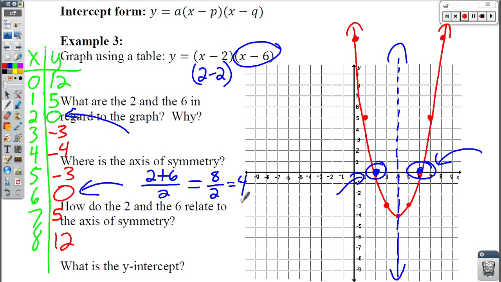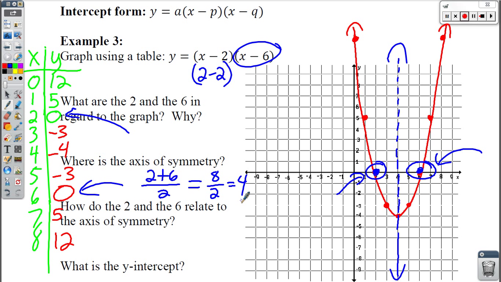So again, for this one, you can tell fairly easily just by looking at the graph where the axis of symmetry is, but it won't always be super easy to find exactly where it is. So averaging the two x-intercepts is a good way to find that.